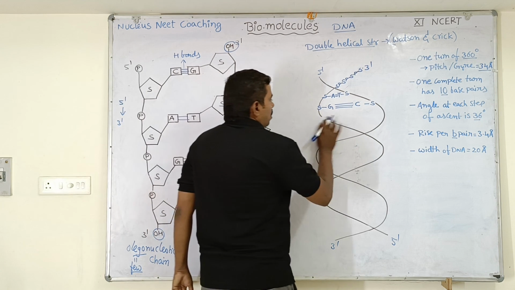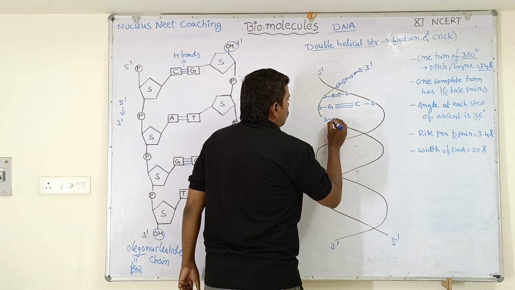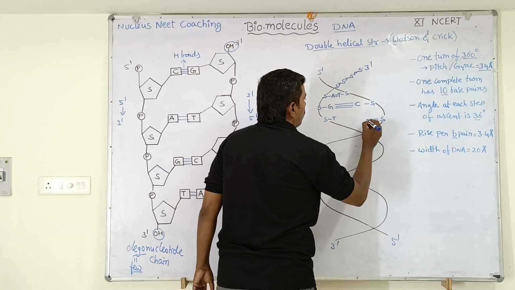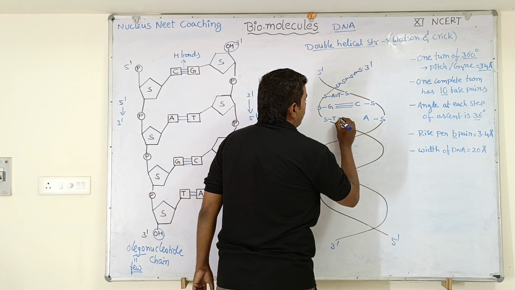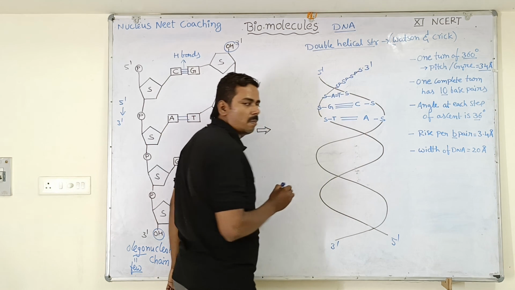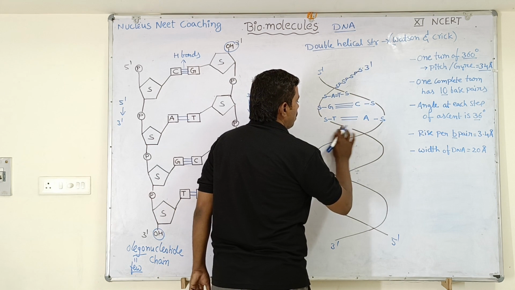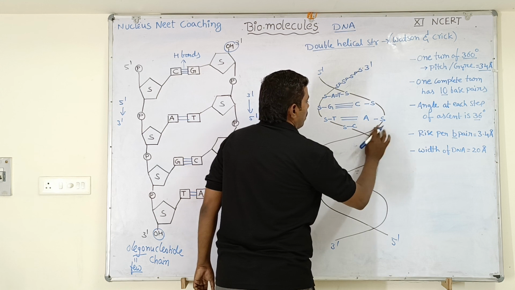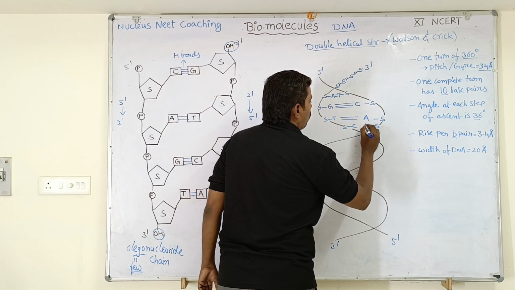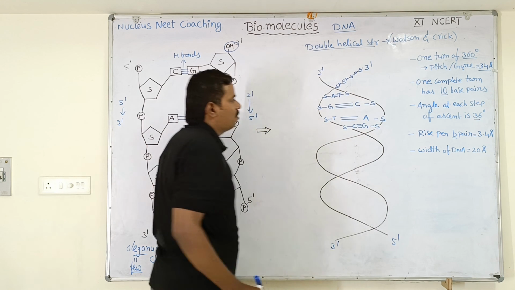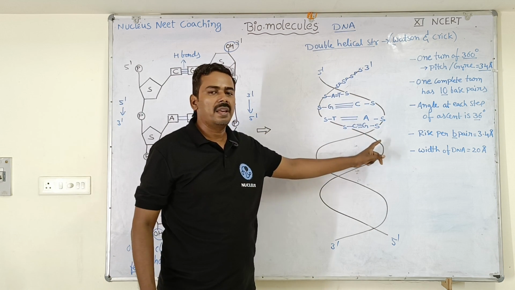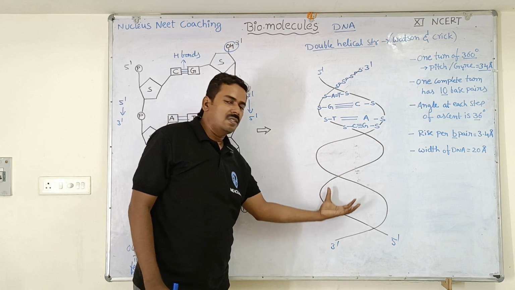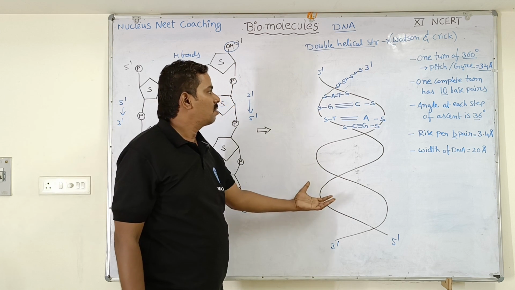Understood? So imagine that here another sugar is having thymine, then the opposite sugar would have adenine, and adenine and thymine would pair again by a double hydrogen bond. Suppose here the sugar has cytosine, then the opposite sugar will have guanine and they will be held by three hydrogen bonds. So like this, the base pairing will take place between the two polynucleotide chains. Okay, so this structure which you are seeing here is called the double helical structure of DNA.